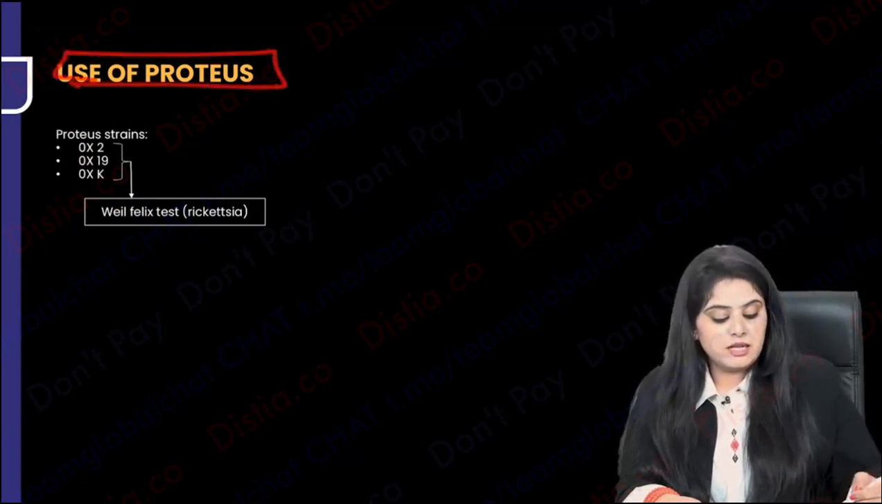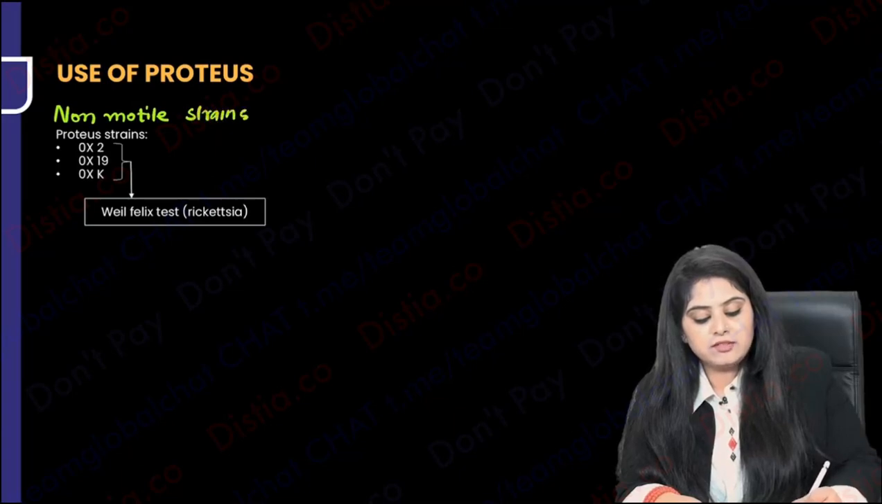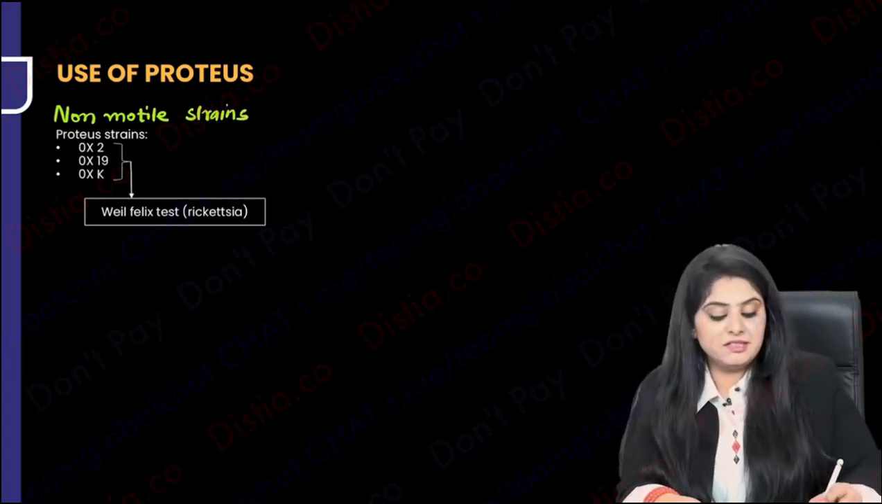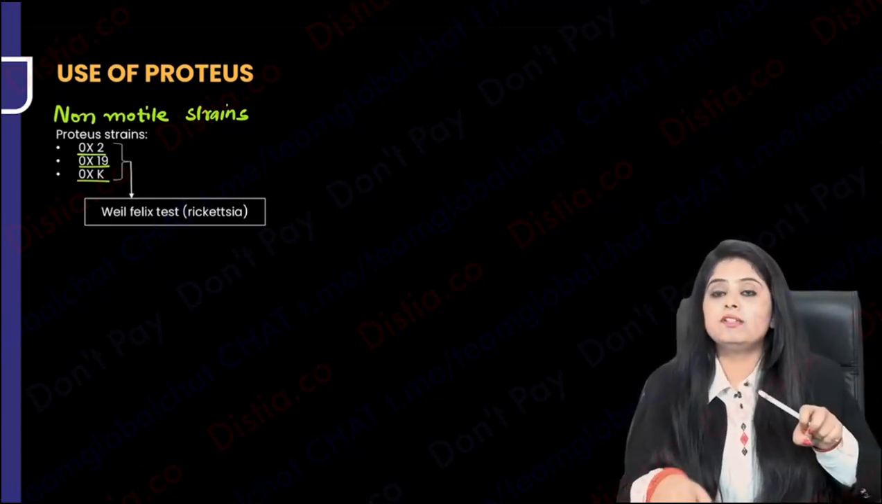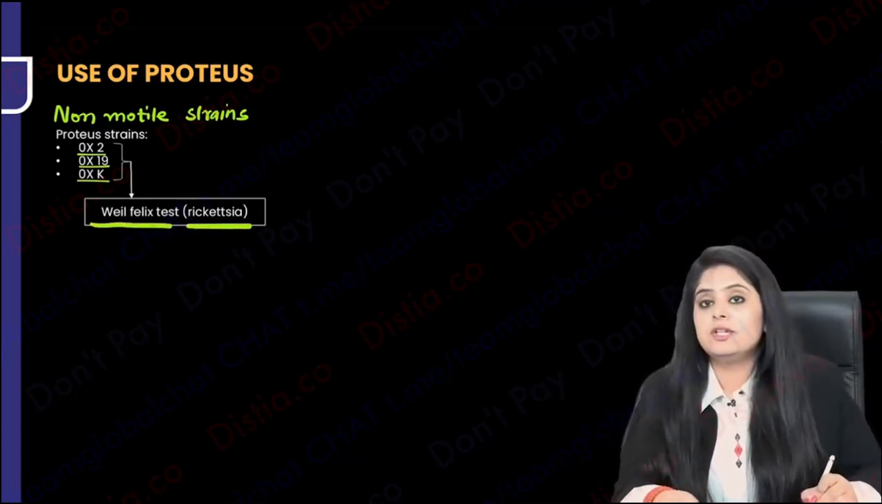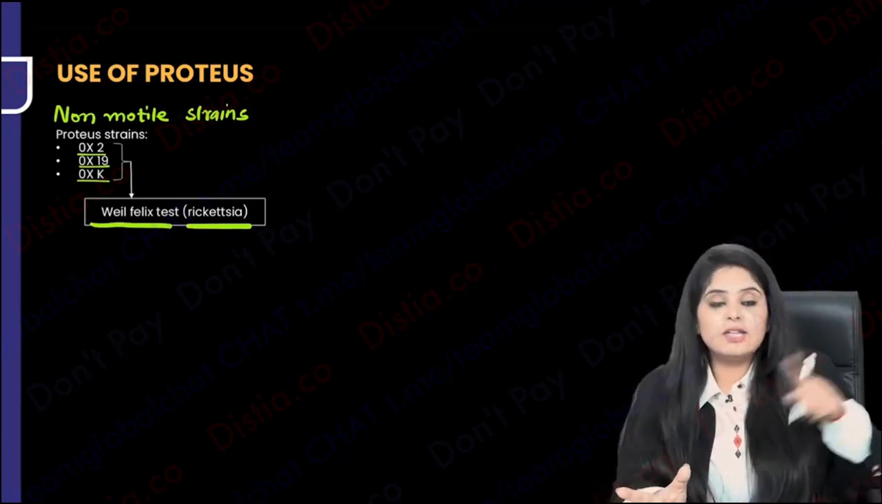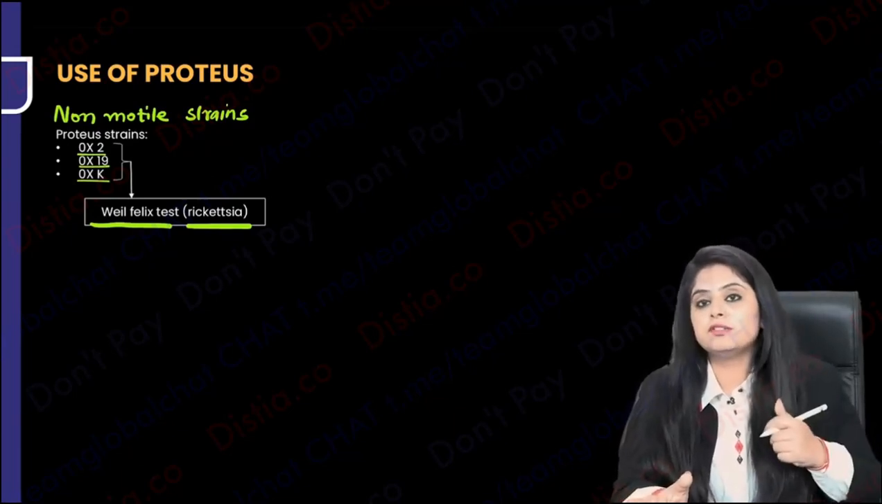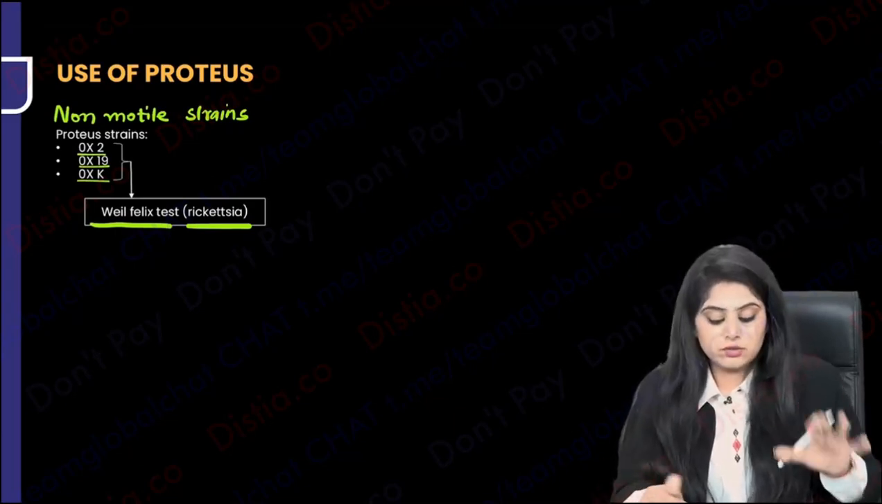Yes, I'm going to take up the non-motile strains of Proteus. If I take the non-motile strains of Proteus, especially Proteus mirabilis, and I use the OX2, OX19 and OXK, I'm not using it for Proteus. I'm taking this from Proteus, and you know what I'm using it for? I'm using it for the Weil-Felix test in Rickettsia. So in Rickettsia, you do a test called the Weil-Felix test, in which you take the strains of Proteus, OX2, OX19 and OXK. We will study this test in Rickettsia, so I just wanted to mention it.